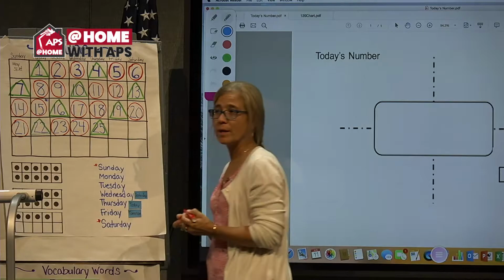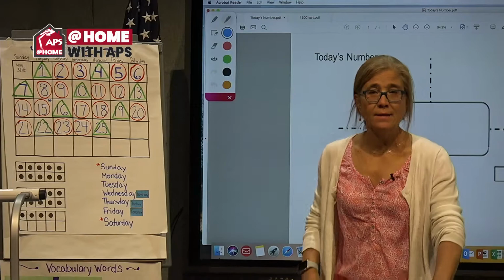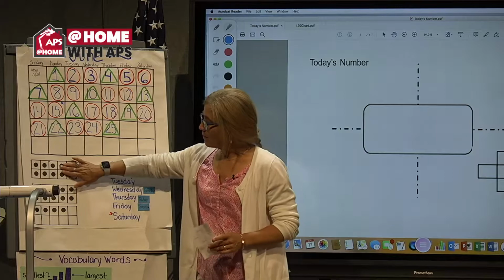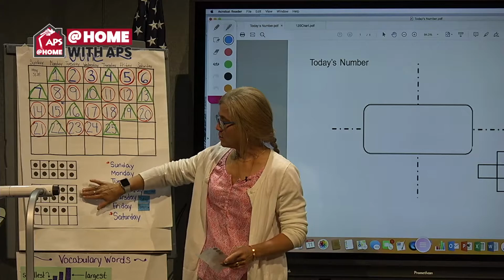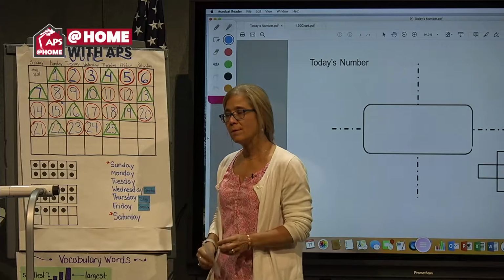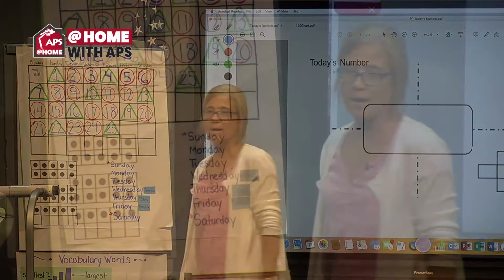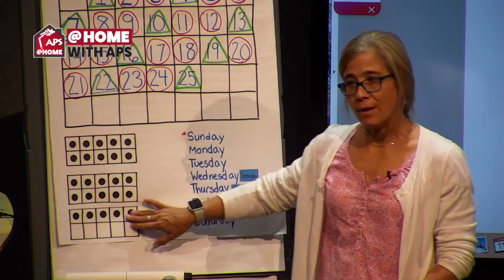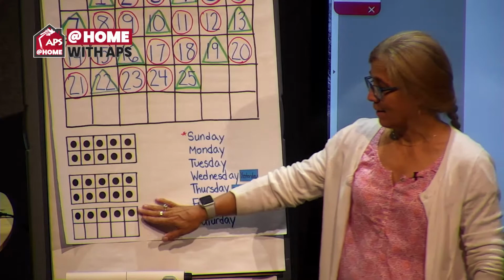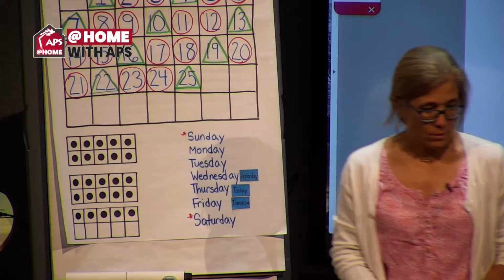All right, let's see. We need to represent our 25 on our frames. So we have a full 10, and then another 10, so that's 10, 20, 21, 22, 23, 24, 25. How else can we tell that that is 5 by looking at that? It's a whole row on the 10 frame, right? And when we have one full row on the 10 frame, that's 5 because it's half of 10. So 10, 20, 25. Great.